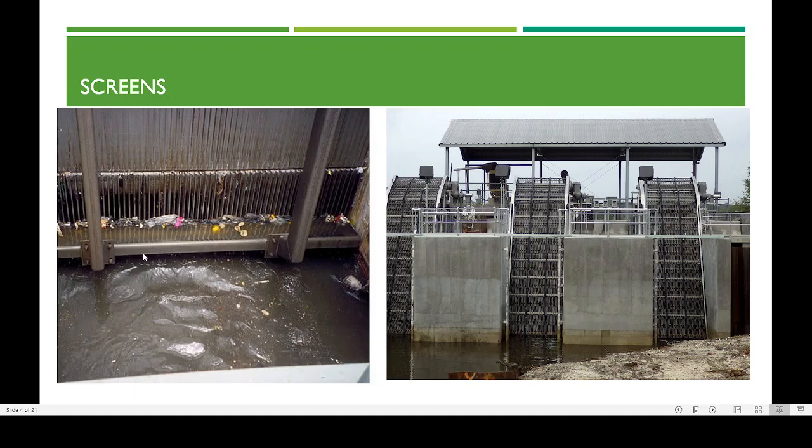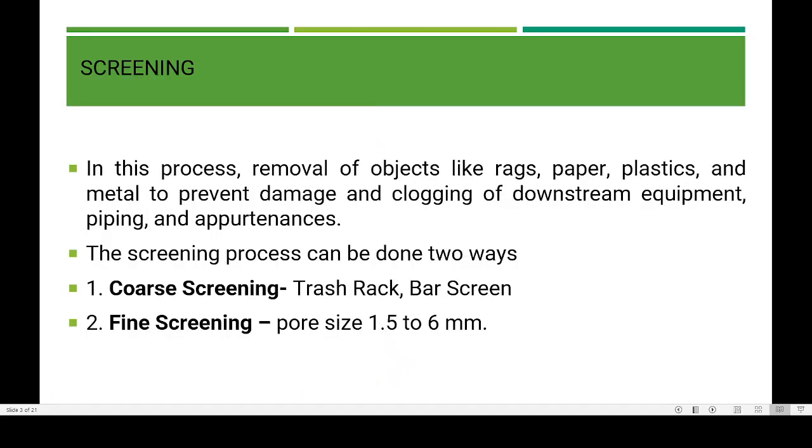Here you can see that. By using these kinds of screens, we will be able to remove very large objects, mainly plastics or rags, or very big paper, cardboard, etc. All this can be removed by using this kind of metal screen. That is a technique that we are using here, and the screens can be divided into two different types. One is coarse screening.